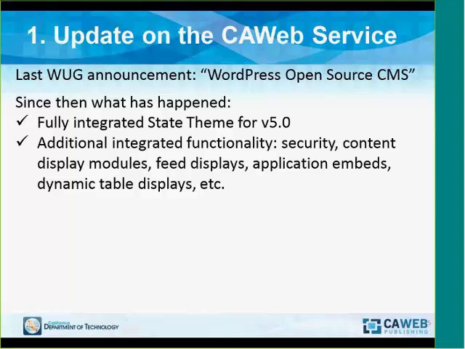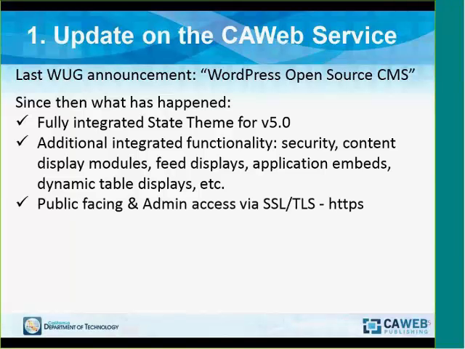This is beyond even the core WordPress functionality that's there: security, related security, content display modules, feed displays, application embeds, dynamic table displays. There's even more than that. We have also incorporated public-facing and back-end-facing TLS, SSL, the security on the front and the back end, where the web has basically gone to now. The browsers are now notifying everybody if you don't have it on any website that you go to, even if it's just a non-authenticated one. So we've got that on the service.